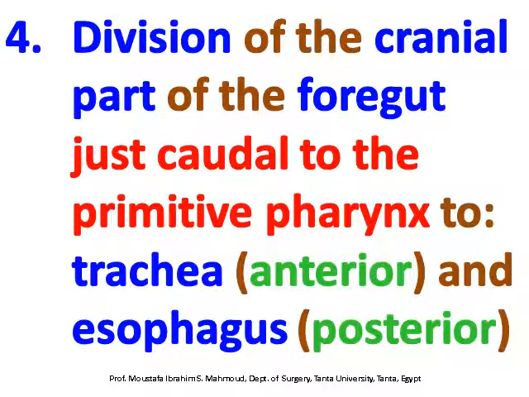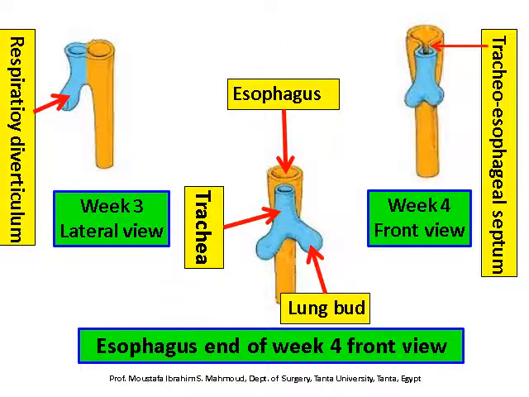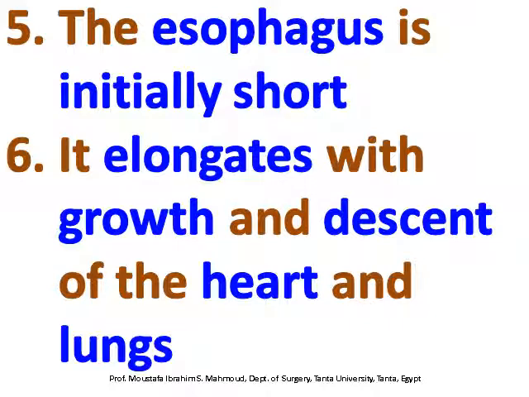Division of the cranial part of the foregut, just caudal to the primitive pharynx, into the trachea anterior and esophagus posterior. The development of the trachea and the esophagus. The esophagus is initially short. It elongates with growth and descent of the heart and lungs.